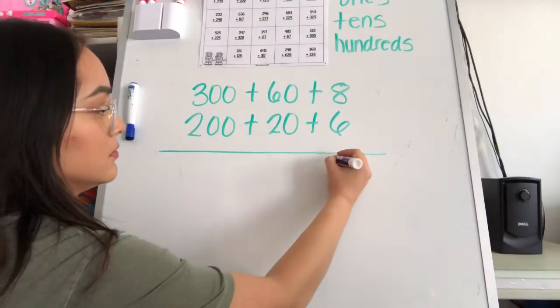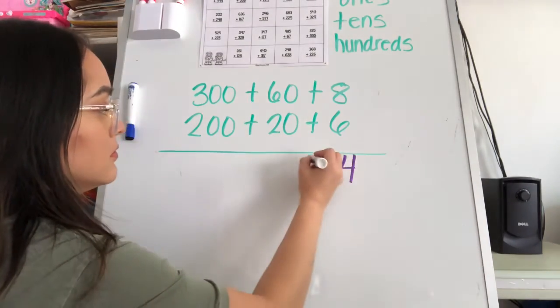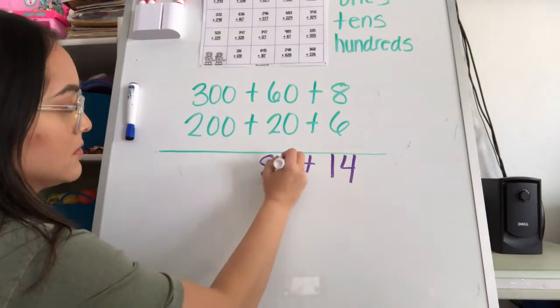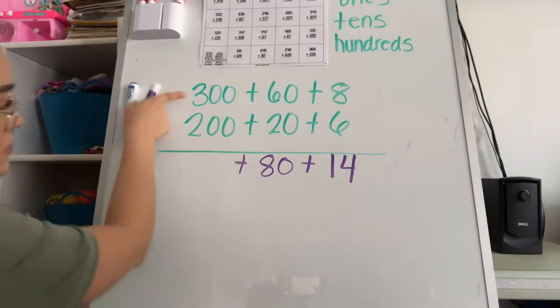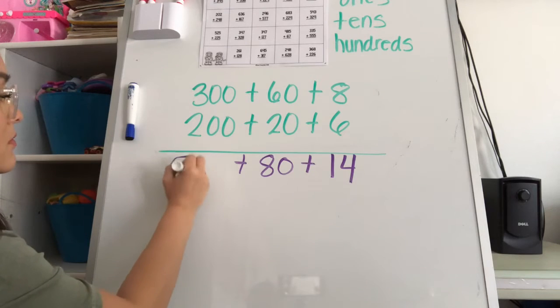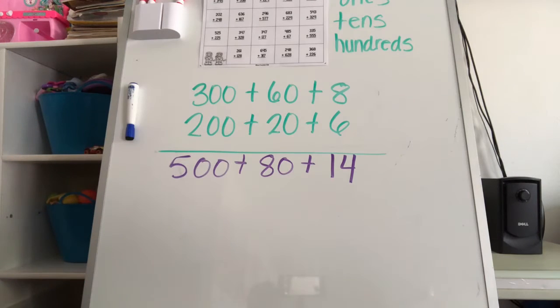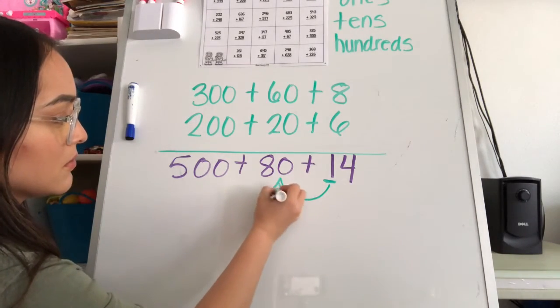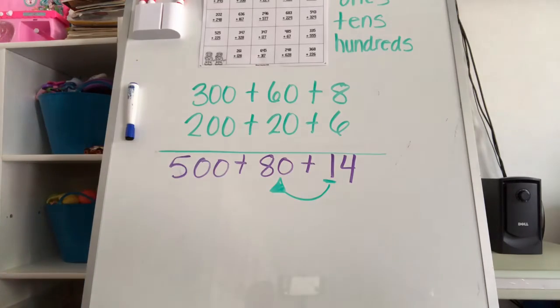We always start in our ones place. 8 ones plus 6 ones is 14 ones. 60 plus 20 is, very good, 80. 300 plus 200 is 500. Now, let's go to our ones place and see if we can move any to the tens place. Yep, we found 10 ones and we moved it to the tens place.